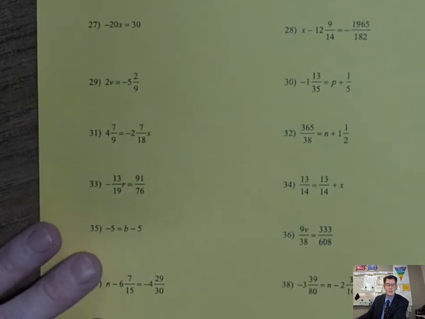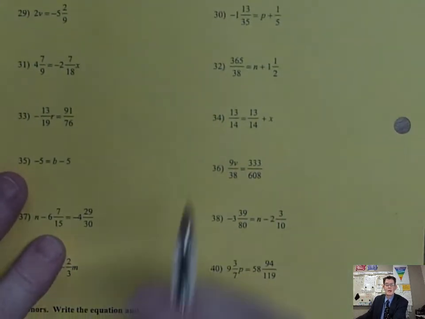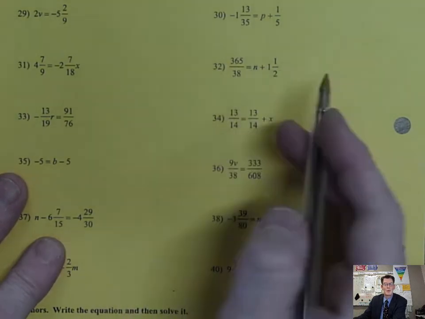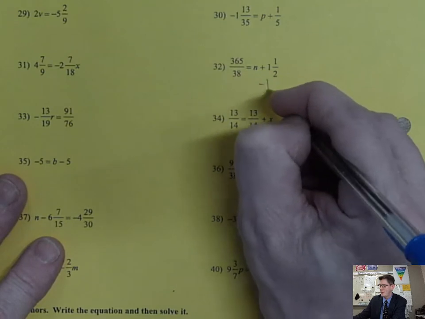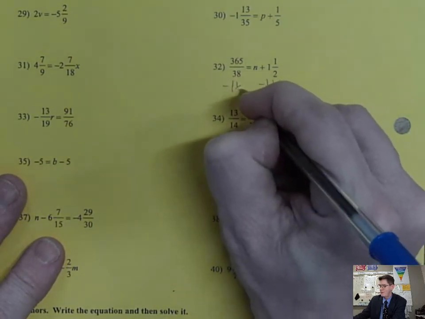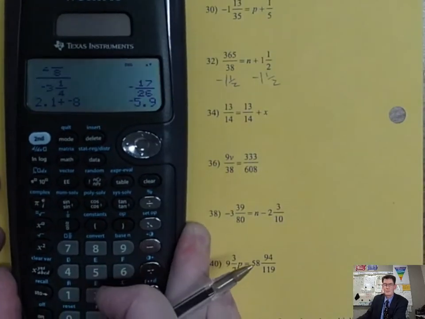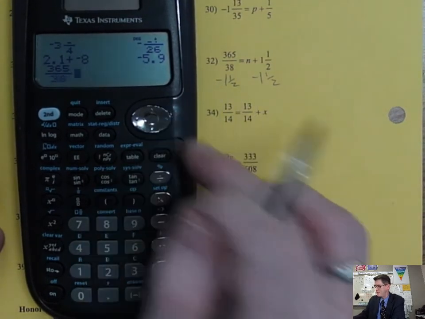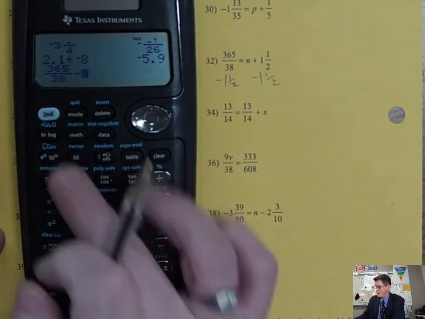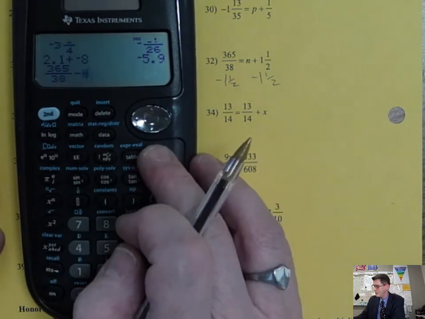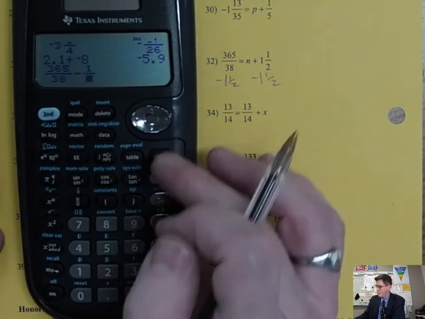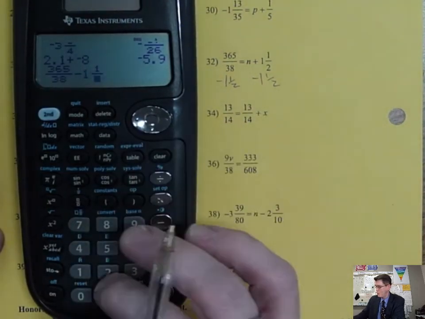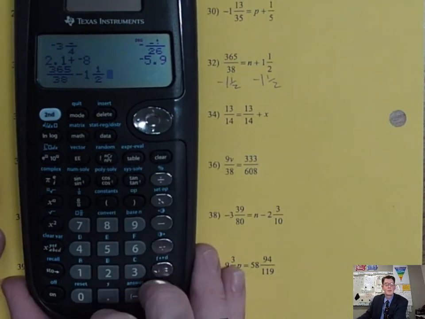Let's find a hard one. Right here, 32. We've got this number, and that's the same as n plus 1.5. So to get the n alone, I subtract off the 1.5. Subtract off the 1.5. And so here we go. 365 over 38 minus 1 1/2. There it is. It takes some work sometimes to write it correctly.